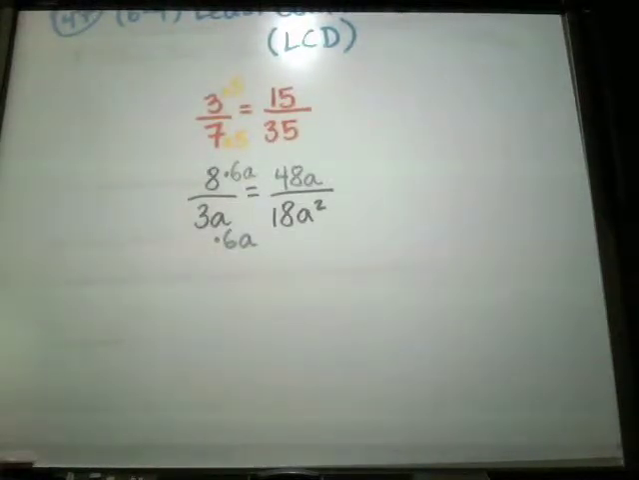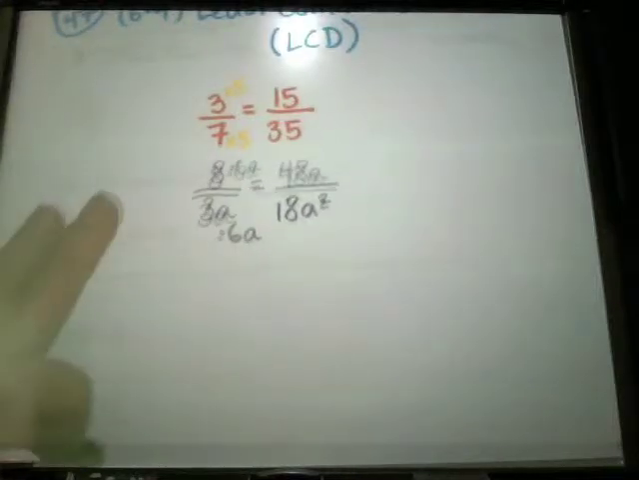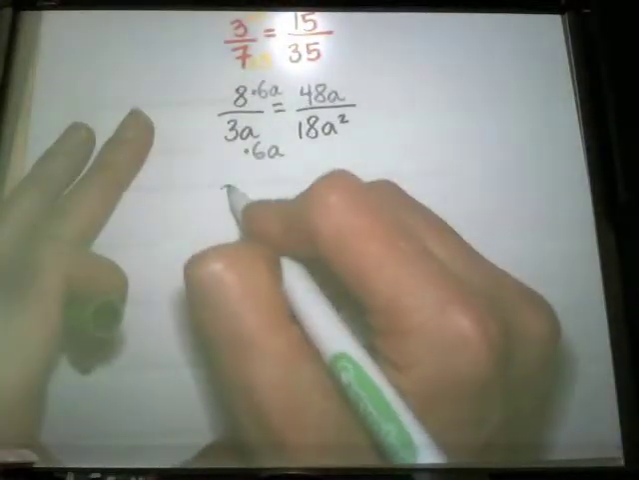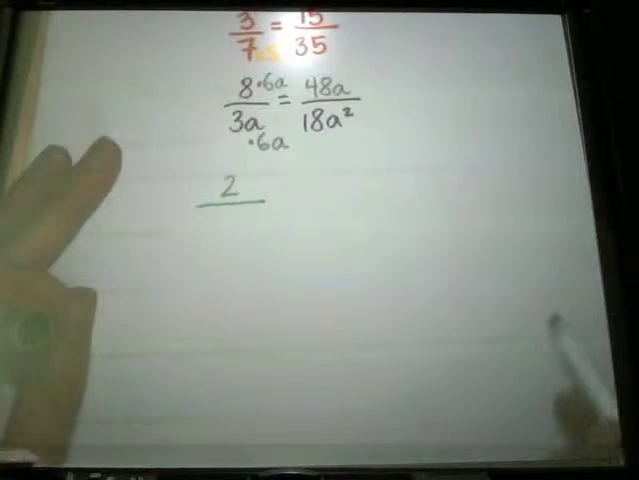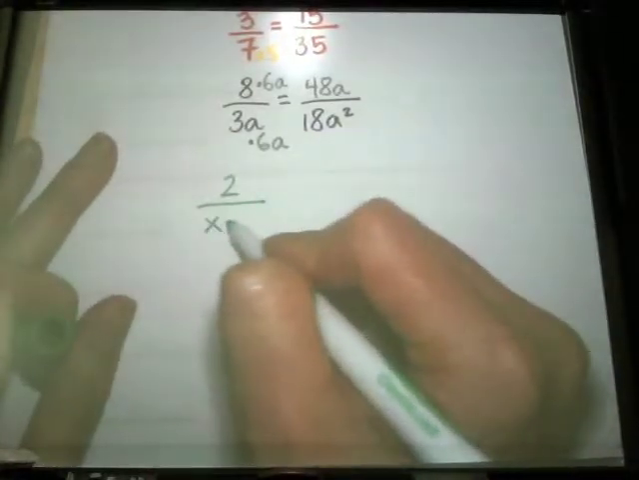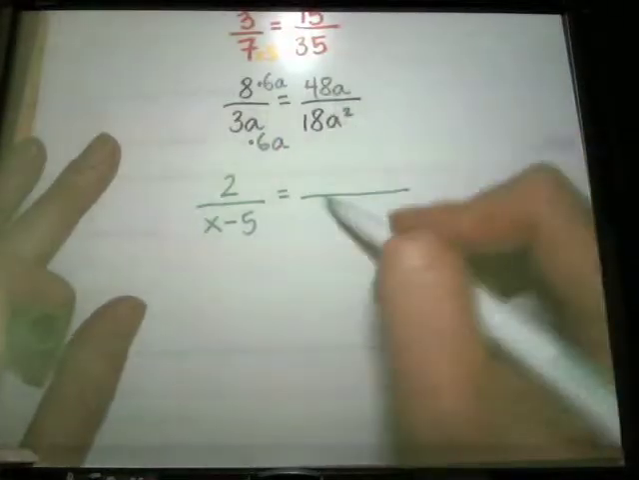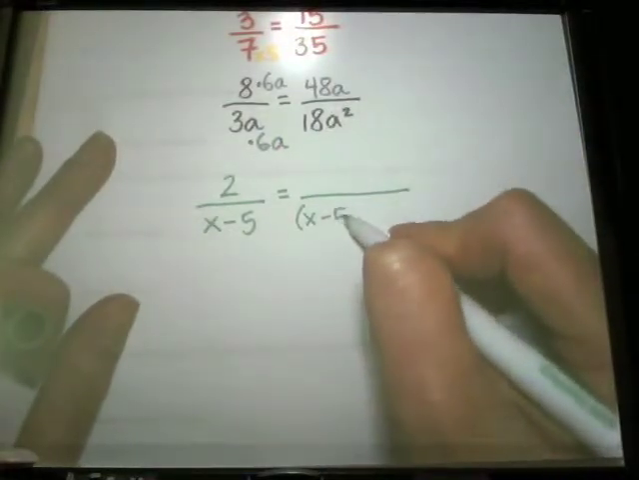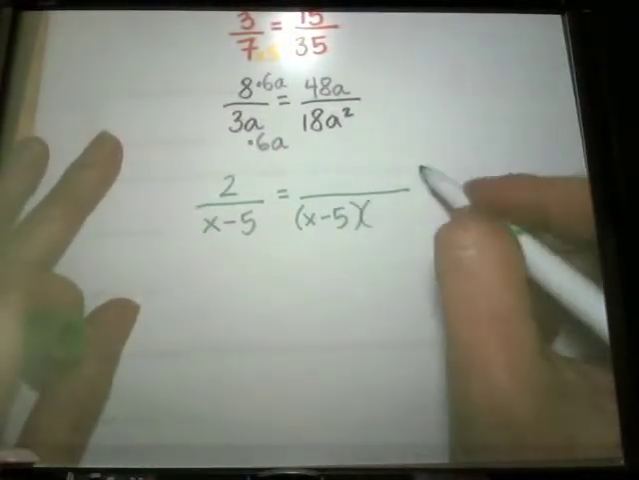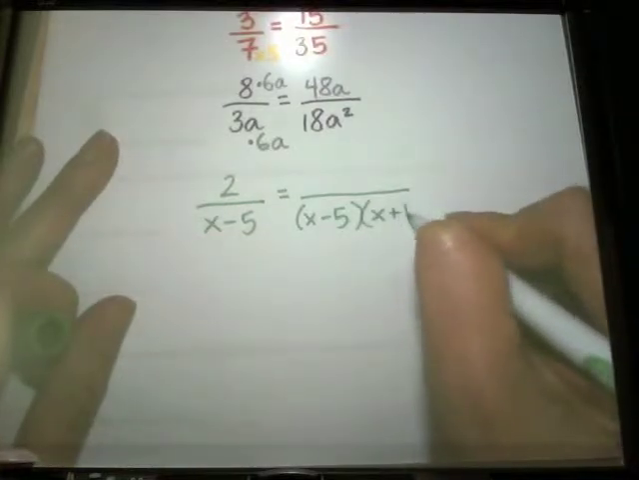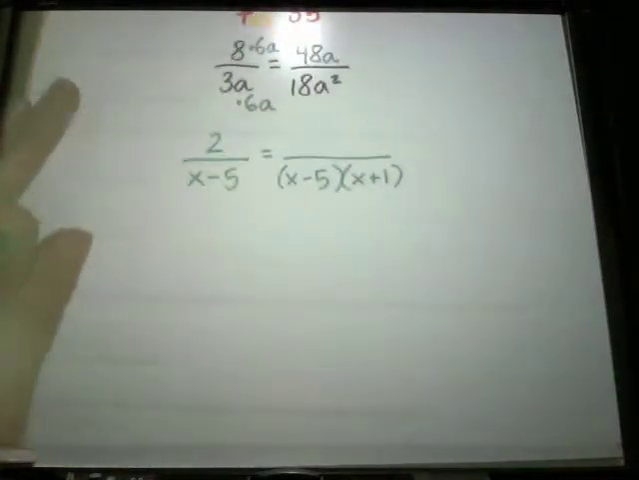Not too hard yet. Don't worry. I'm going to warm you up to it. I know you've been on vacation. 2 over x minus 5 equals something that has a denominator of x minus 5 times x plus 1.